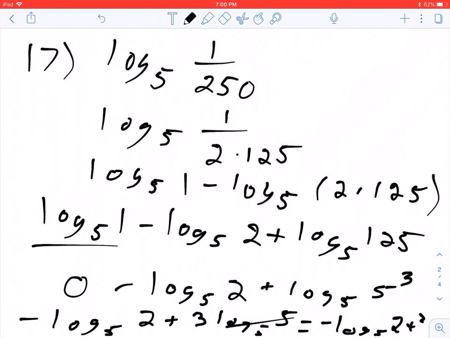plus 3. And I apologize for the writing. I lost my stylus, either that or one of my kids took it. And so I'm trying to just write with my pointer finger, and it's pretty difficult.